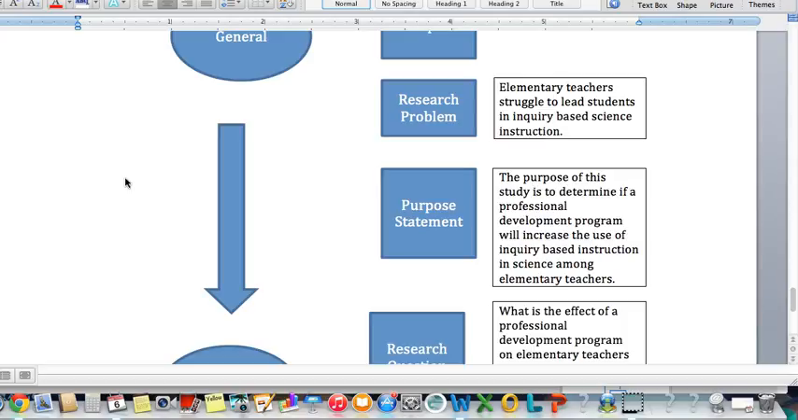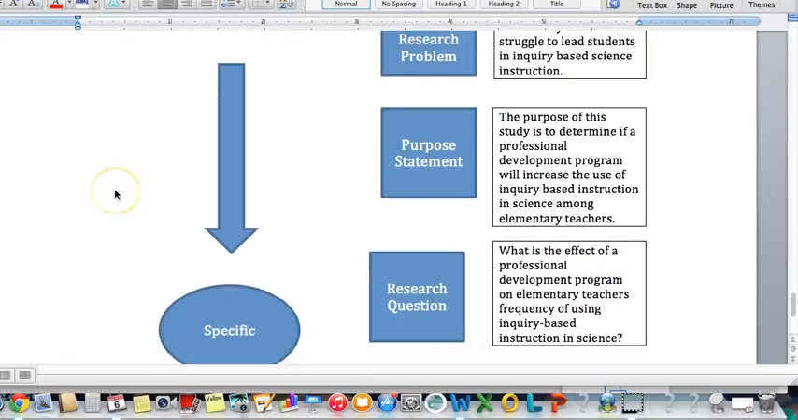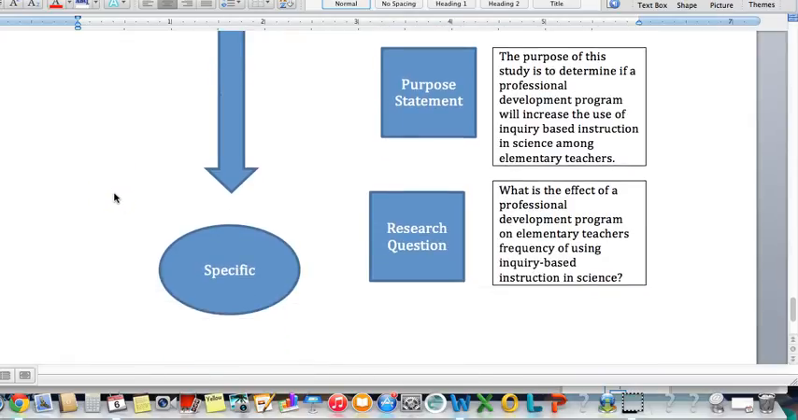From your purpose statement, you can craft a research question or a hypothesis. I kind of go with research questions instead of hypotheses, but that's just my preference. So from that, I developed a research question. What is the effect of a professional development program on elementary teachers' frequency of using inquiry-based instruction in science? You see, the research question ties back to the purpose statement and back to the problem.